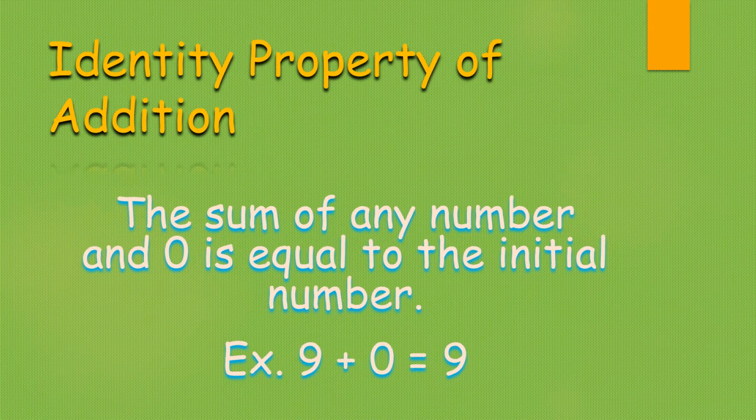Next, identity property of addition. The sum of any number and 0 is equal to the initial number. So example, 9 plus 0 equal to 9.